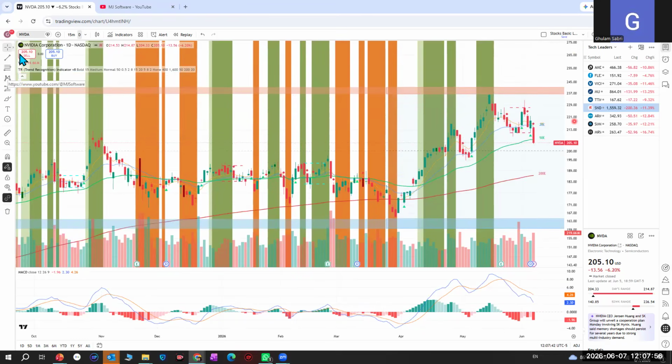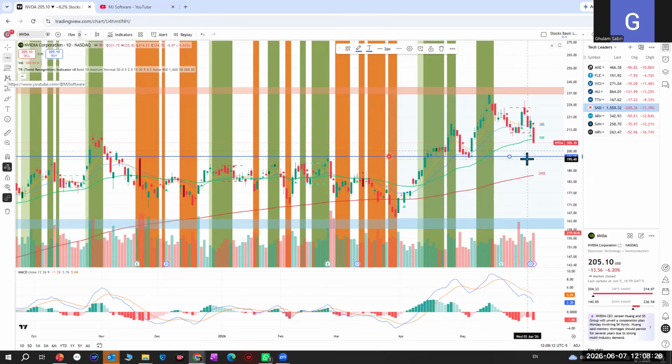If I can show a horizontal line here, this is the support I'm talking about. Another line here, it's 190. Between 190 and 200, it finds support two times, one, two. And before that it was acting as resistance, one, two, three. So that is going to be a good support zone for NVIDIA.